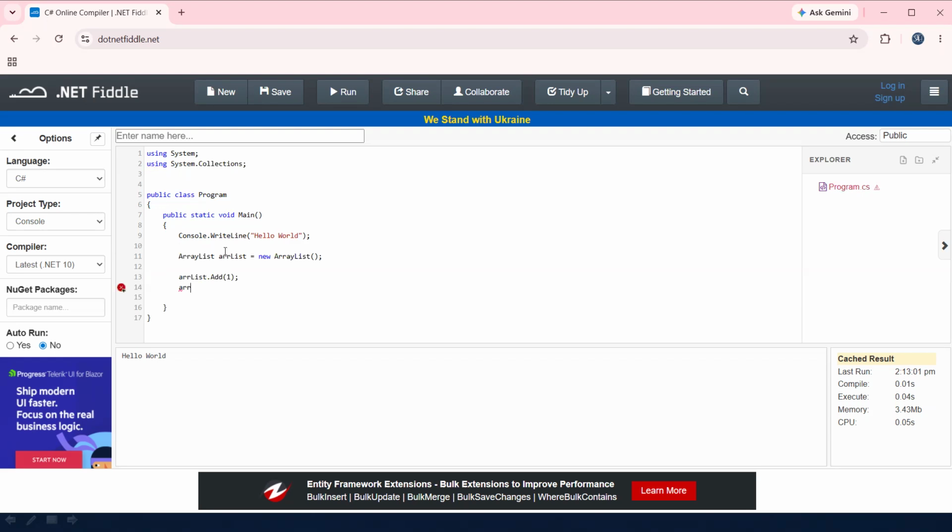Did you get the real-time point? ArrayList allows a number, ArrayList allows a string, ArrayList allows anything, even an object. So ArrayList follows the concept of boxing and unboxing. That is a real-time example you need to give.